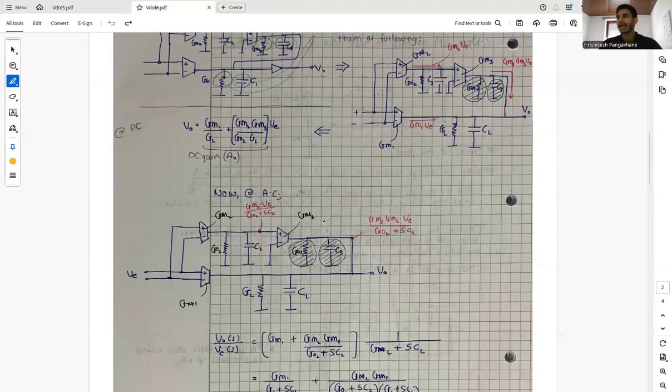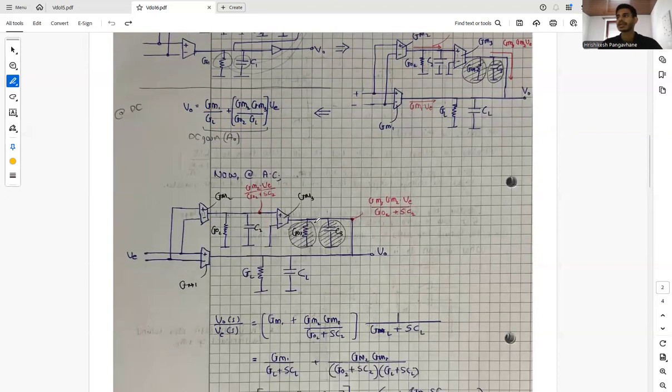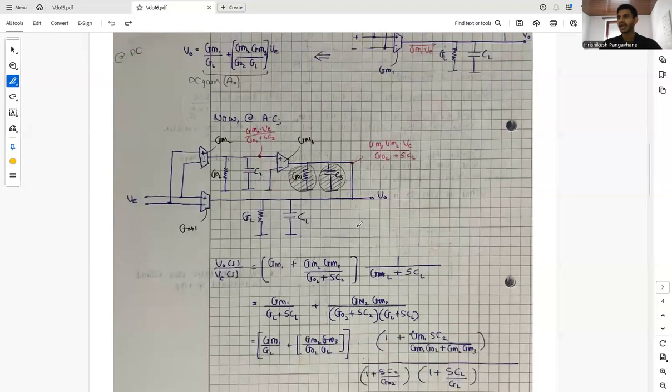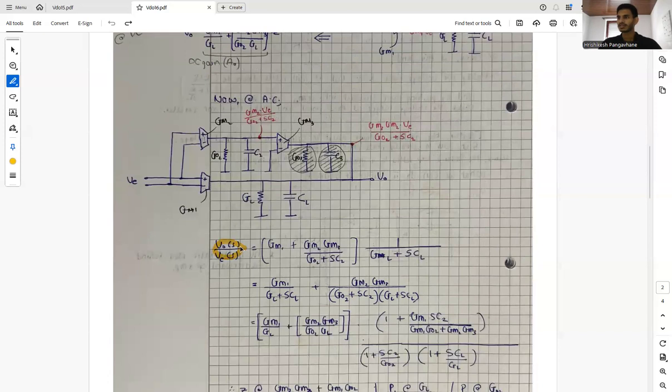Now at AC, what happens? At this point we have the current GM2V times GO2 plus this term due to the capacitor, which will occur at AC. Similarly, this term over here will occur due to AC, and we can analyze our transfer function accordingly by looking at the circuit, and this is what we get as our transfer function.